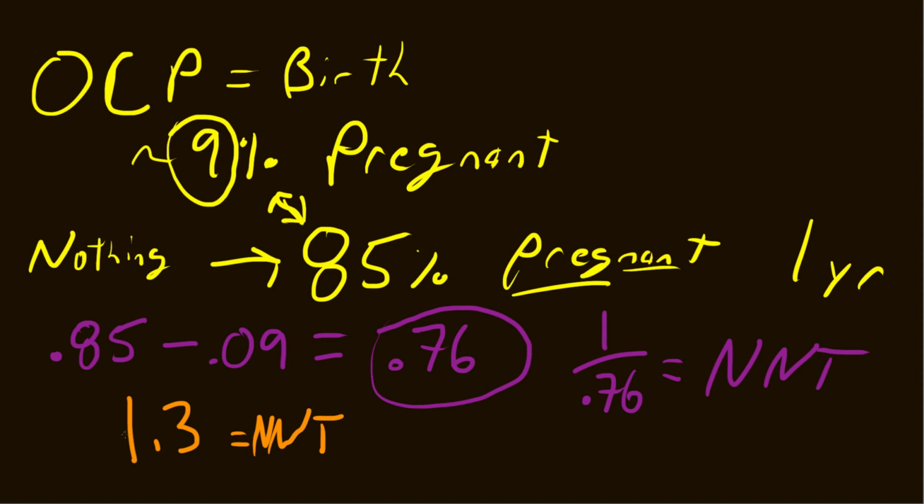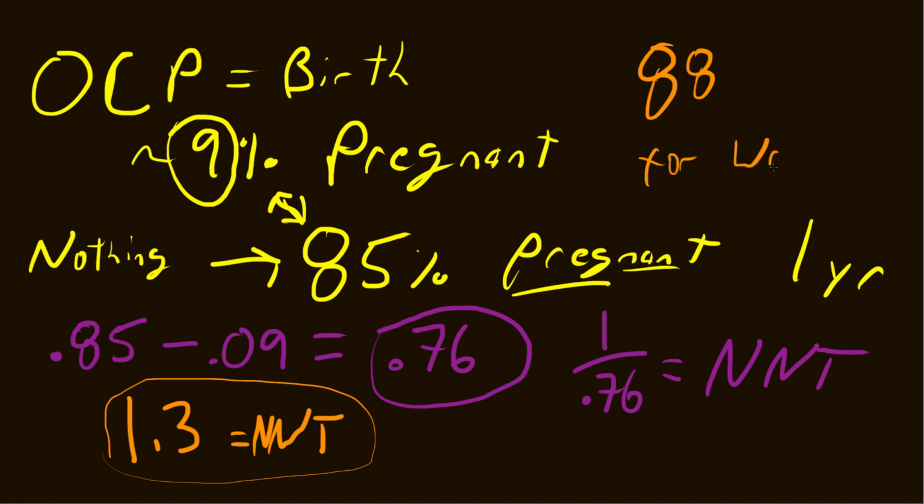So I only have to treat 1.3 women for a year to prevent a pregnancy. That is almost as good as it gets. That's pretty close to perfect. That's a grand slam. Versus, remember, 88 was our other number for warfarin. So there is a big difference in how things are presented and how much they actually work. Birth control pills, NNT of 1.3. Warfarin, NNT of 88. Warfarin is terrible compared to birth control pills. Birth control pills are 67 times better.